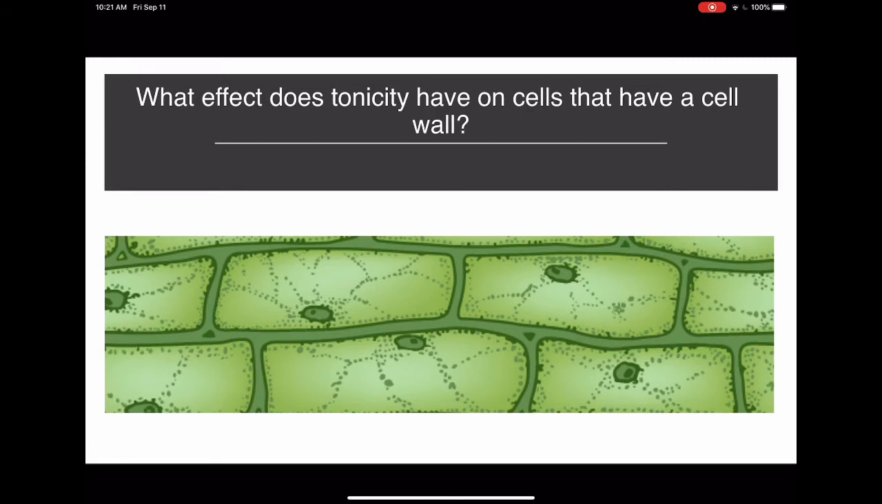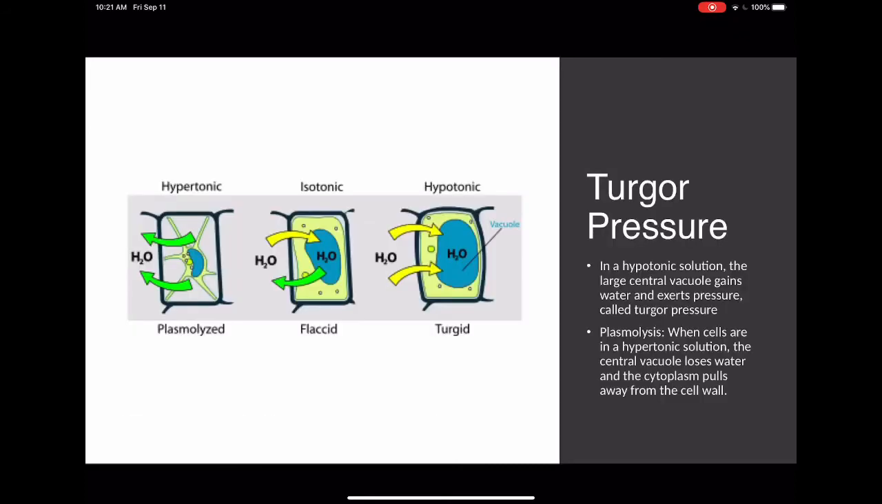So we've seen what tonicity does to cells that just have a plasma membrane, but what happens in cells that have a cell wall, like a plant? Does tonicity affect these cells? And the answer is yes, it does. So turgor pressure. I had spoken a little bit about well-watered plants and how they can stand up straight and they're not droopy. In a hypotonic solution, the large central vacuole will gain water and exert pressure called turgor pressure. If you look at the hypotonic solution, you can see that vacuole is super full and it's pushing against the cell wall.